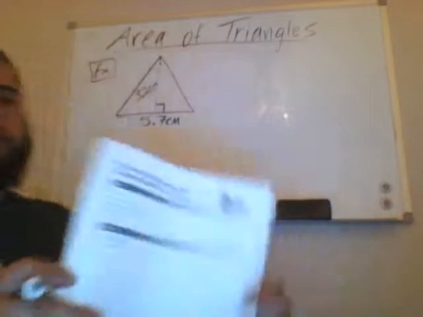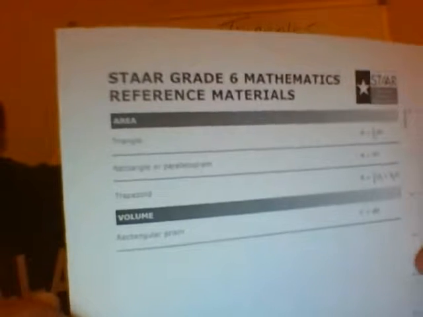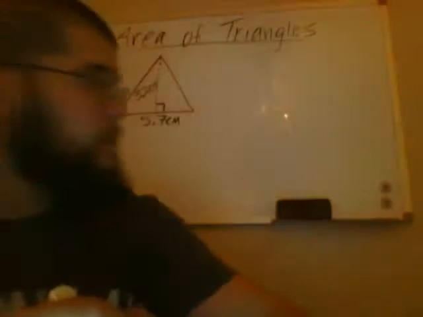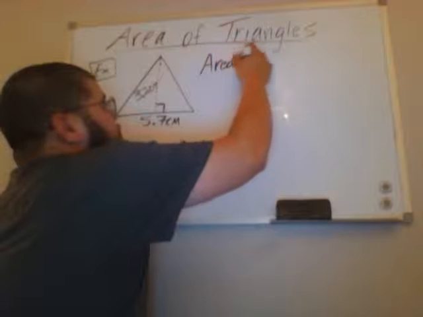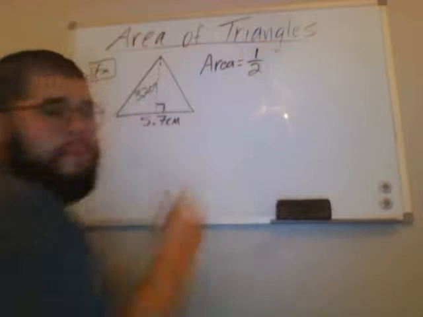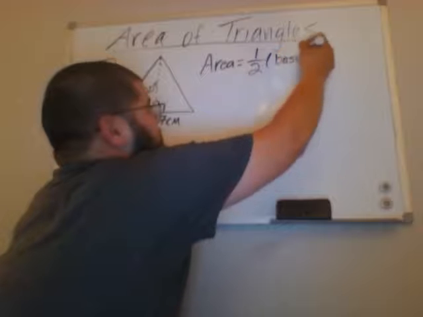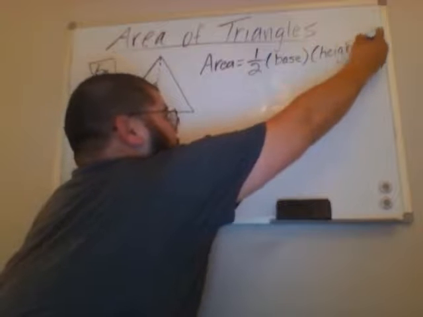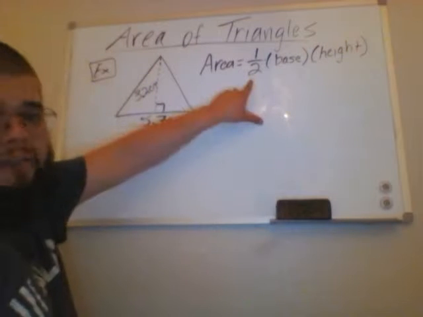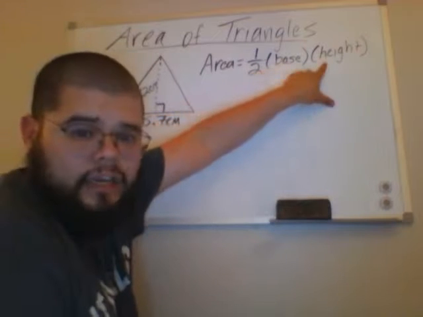It's going to be on your STAR reference materials, just like I showed you before on the other ones. It's that very top one where it says triangle: area equals 1/2 times base times height. I'm going to write it here on the board as well. Area equals 1/2 times the base times the height. So we have 1/2 times the base of the triangle times the height of the triangle.